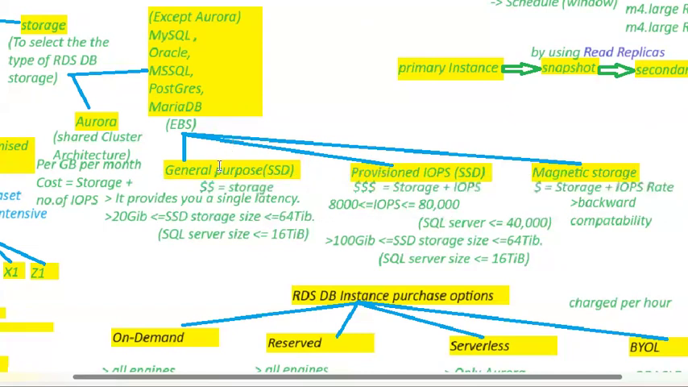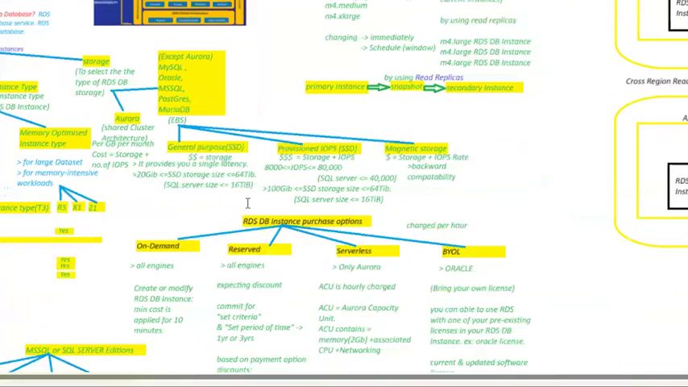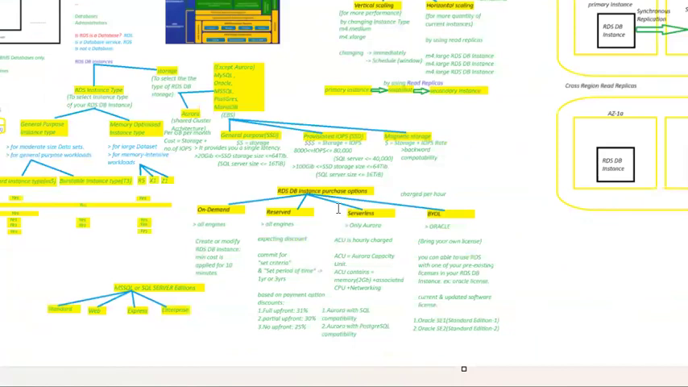So general purpose will cost you only for storage. Provisioned IOPS will cost you for storage and the IOPS that you provision, and magnetic storage will cost you for storage and the number of requests you made to this storage to retrieve the data. So like this, you will be charged under storage, and like this you will be charged under instance types and purchase options. So I hope you understood both the things.